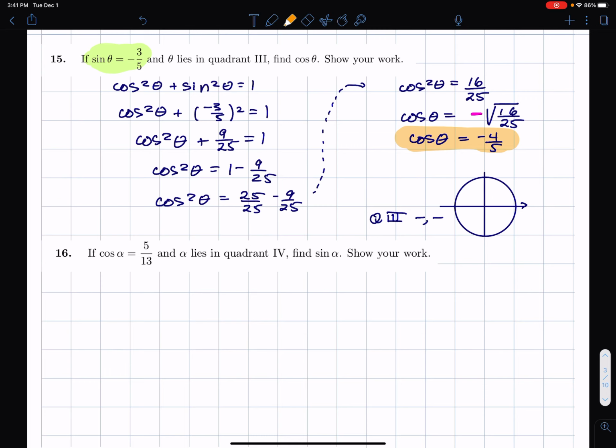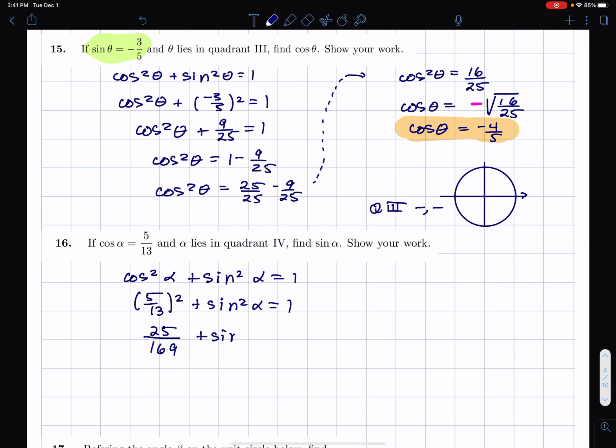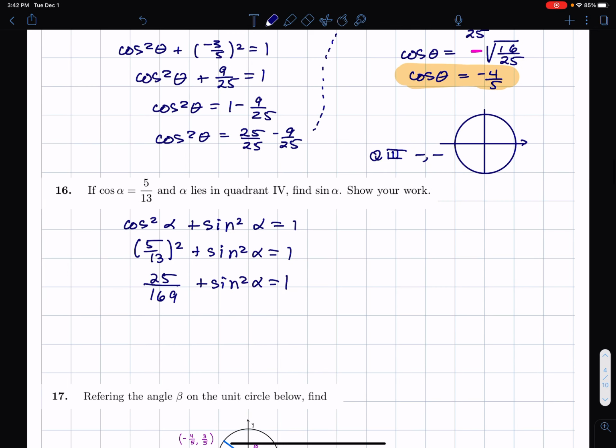Here's another one. Cosine theta is 5 over 13 and lies in quadrant 4. Find sine theta. Once again, I'm going to use cosine squared alpha plus sine squared alpha equals 1. So I have 5 over 13 squared plus sine squared alpha equals 1. That's 25 over 169 plus sine squared alpha equals 1. So sine squared alpha equals 1 minus 25 over 169.